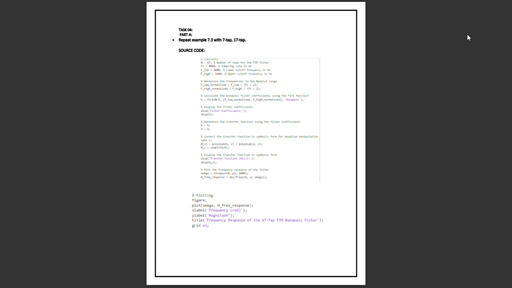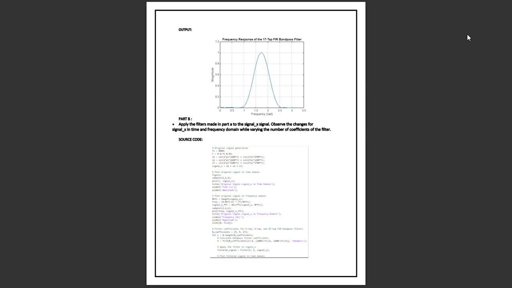Now task 4, part A. Repeat 7.3 with 7 tap and 17 tap. Firstly, we have source code and we define all the parameters, and at the end we plot the signal. This is the output image of frequency response of 17 tap finite impulse response band pass filter.